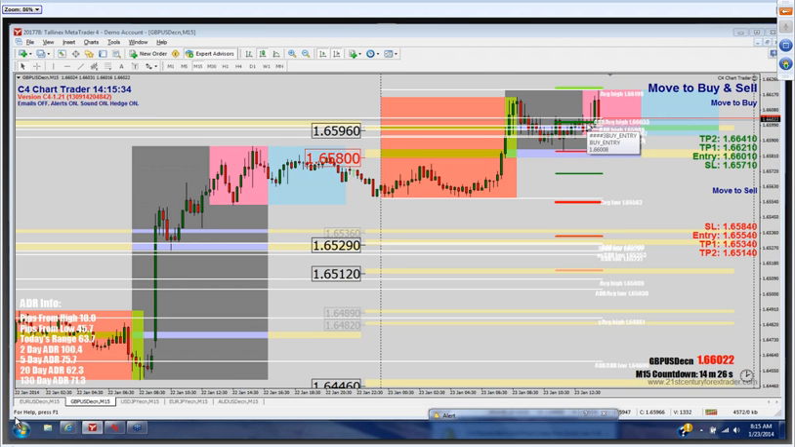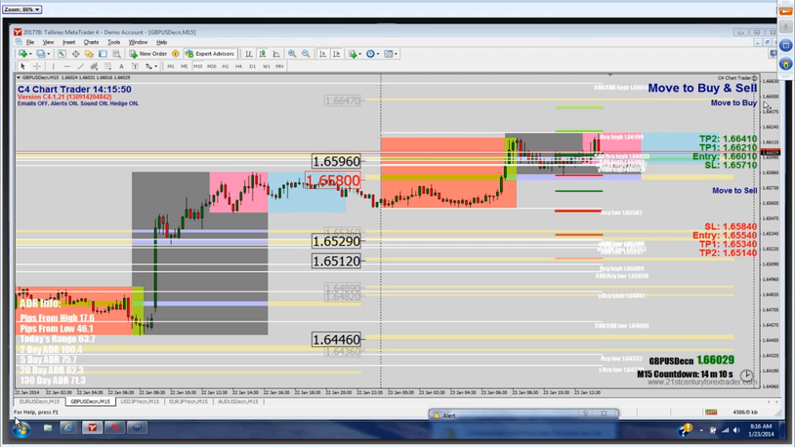The big question, though, is has the channel been broken? Have we broken above 66.47 or below 65.29? And the answer there is no. 66.47 is way up here. So we have not broken out of our channel. All right.